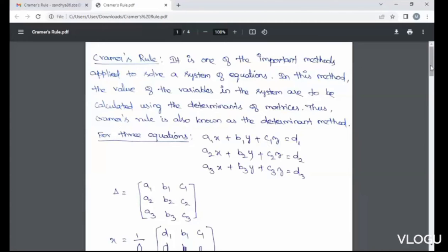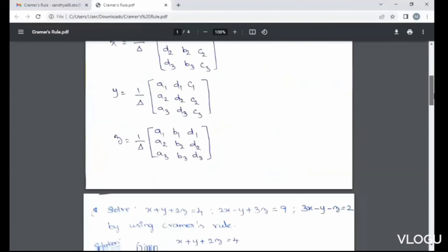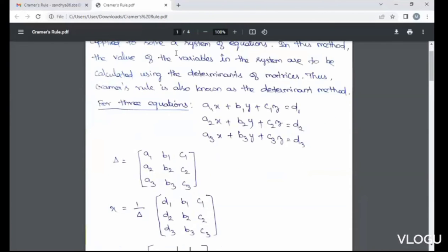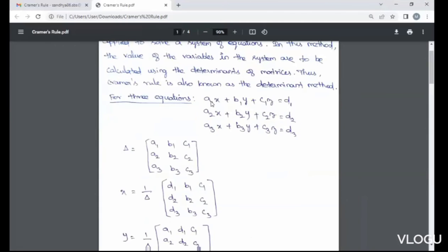So for three equations, that is a1x plus b1y plus c1z is equal to d1, a2x plus b2y plus c2z is equal to d2, a3x plus b3y plus c3z is equal to d3. They have given a set of three equations. So the first step is to find the determinant value.